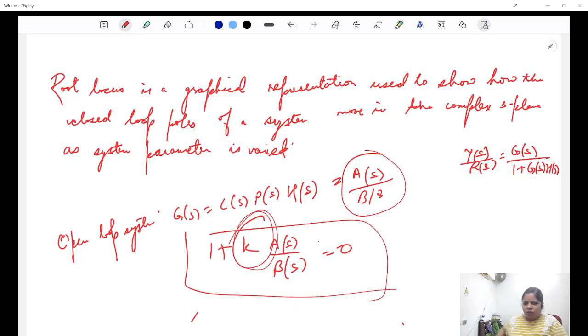Wait, I'll turn off the fan and check. Is it clear now? It's not clear? Okay.